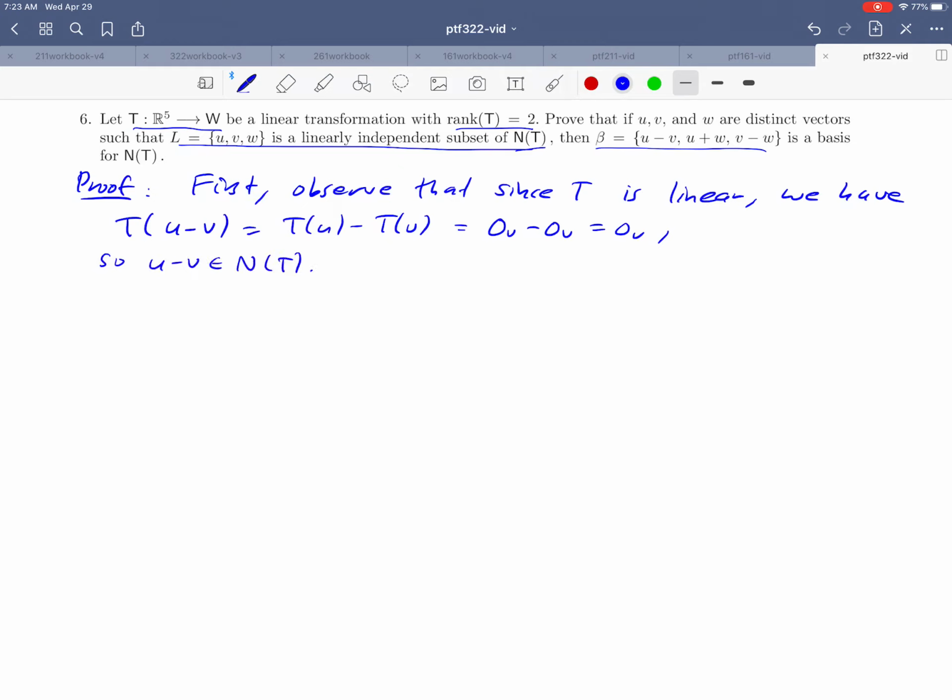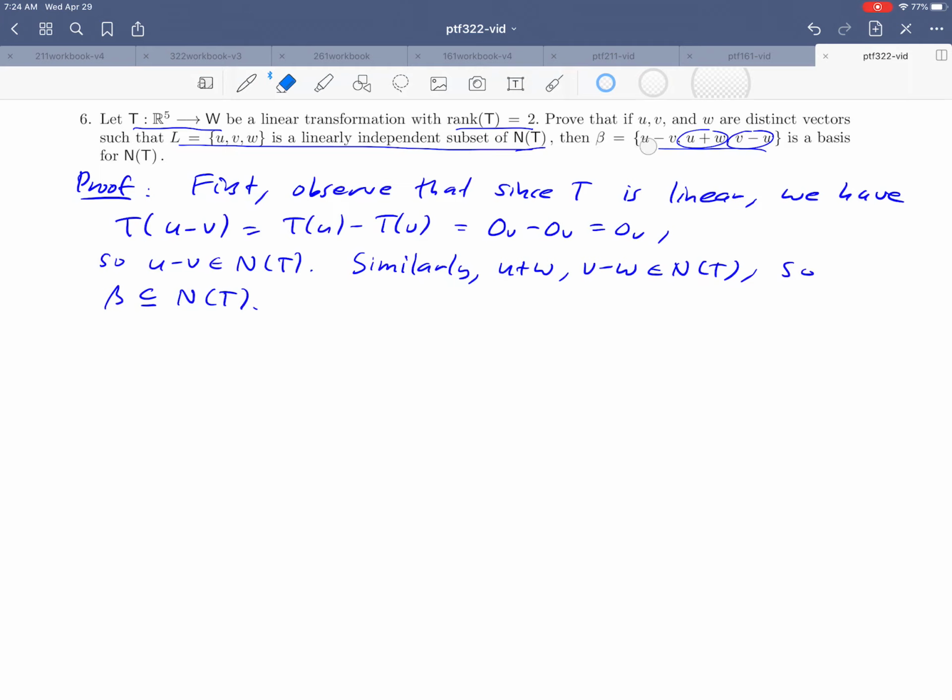And you could use a very similar argument to convince yourself that the other two vectors up here are also in the null space. So we won't do that, we'll just remark that we could do that similarly. So we've just confirmed then that this set beta really is a subset of the null space. Okay, so it at least has a chance then of being a basis for the null space.